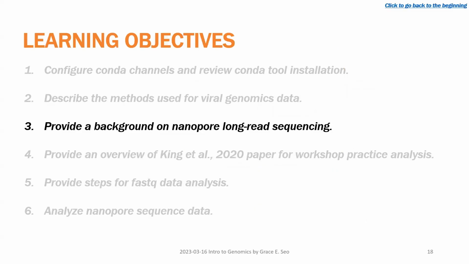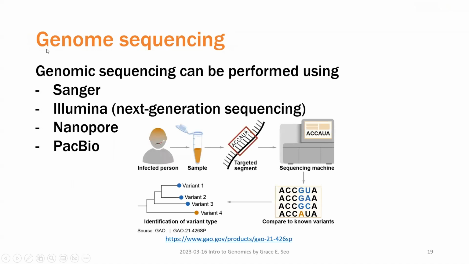For today's workshop, we are going over King et al.'s paper, and they use Nanopore long-read sequencing. So I'm just going to go over some technologies available for genome sequencing. There are 4 that I'm well aware of, though certainly there are other tools available. Sanger was the gold standard for many years. It's not really capable of whole genome sequencing, but it's very accurate.